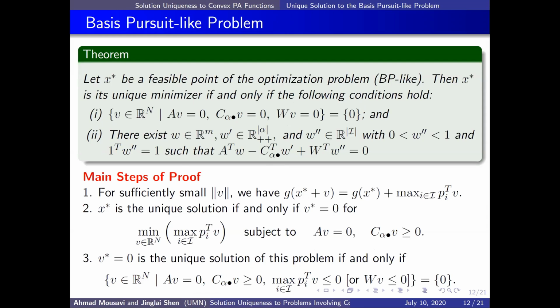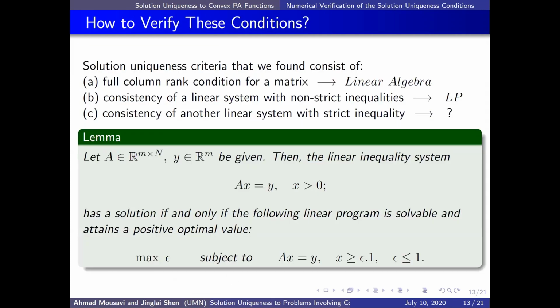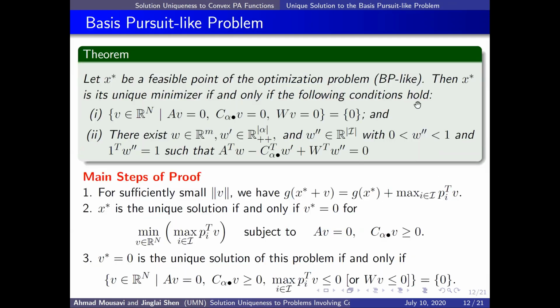Next, this procedure can be used for all other problems, with more technicalities obviously. But the idea is the same: if the solution has to be globally unique, it has to be locally unique, plus some more analysis for other problems. And the next thing is how do we check these conditions? You can see that this one is basically linear independence, so it can be done easily. This one is the problem where you have strict inequalities.